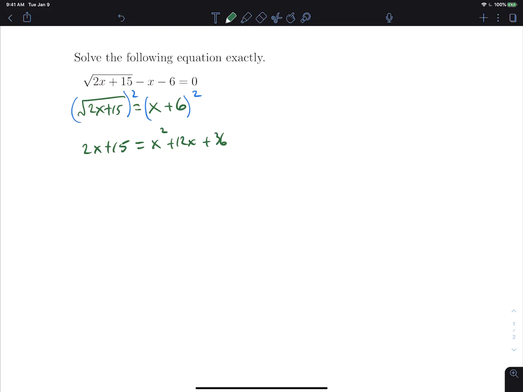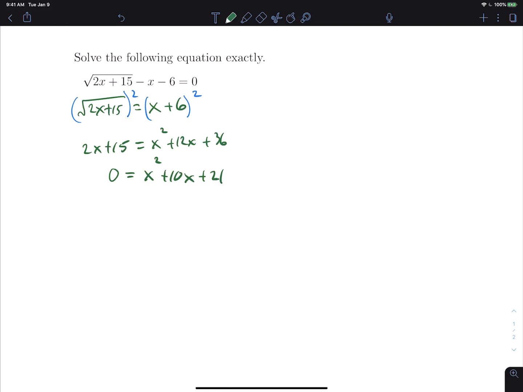Excellent. And now we just have a quadratic equation that we want to solve. Move the 2x and the 15 to the right-hand side, which gives us a 0 on the left. Then we have x squared plus 10x plus 21.